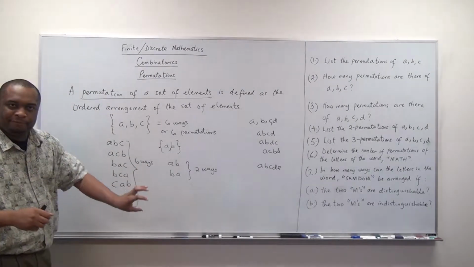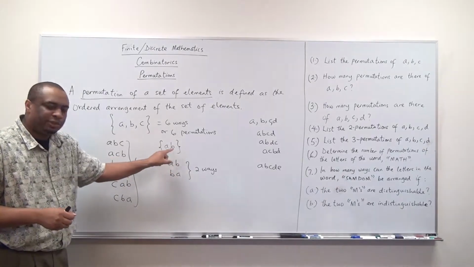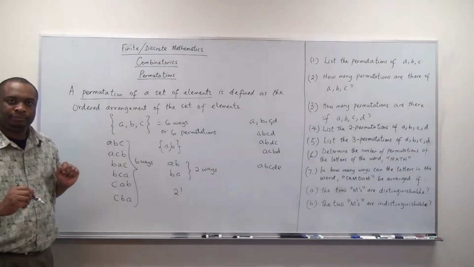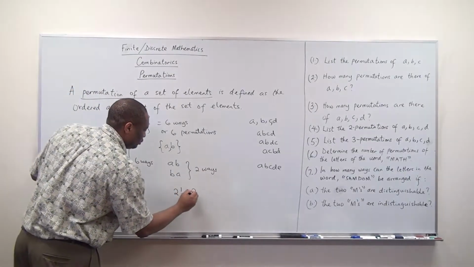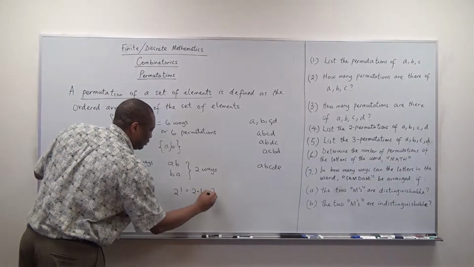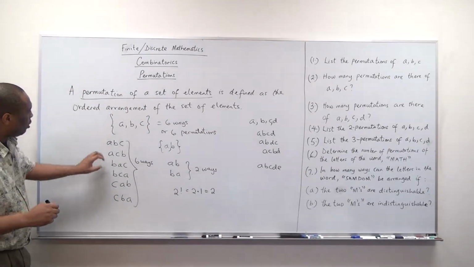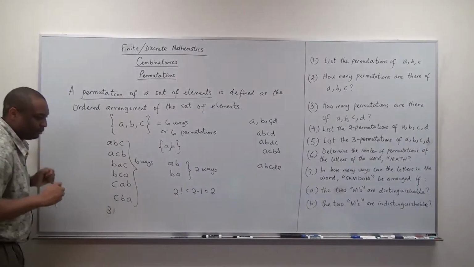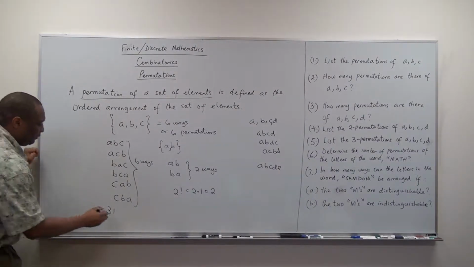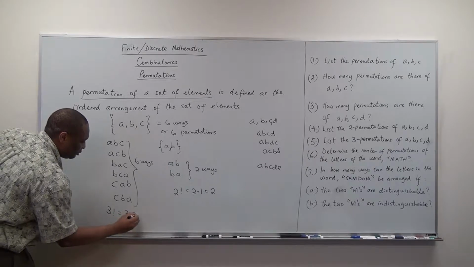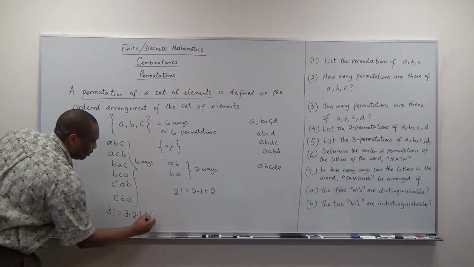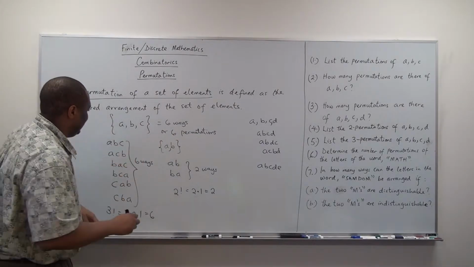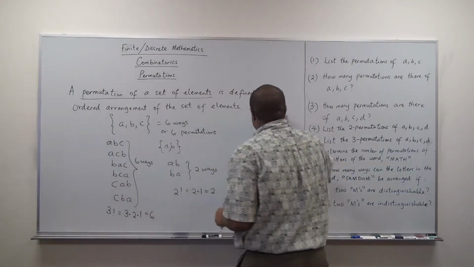So we came up with a formula. When we have 2 elements in the set, we say 2 factorial, which is 2 times 1, and that gives you 2. When we have 3 elements in the set, we say 3 factorial, which is 3 times 2 times 1, and that gives you 6 ways.